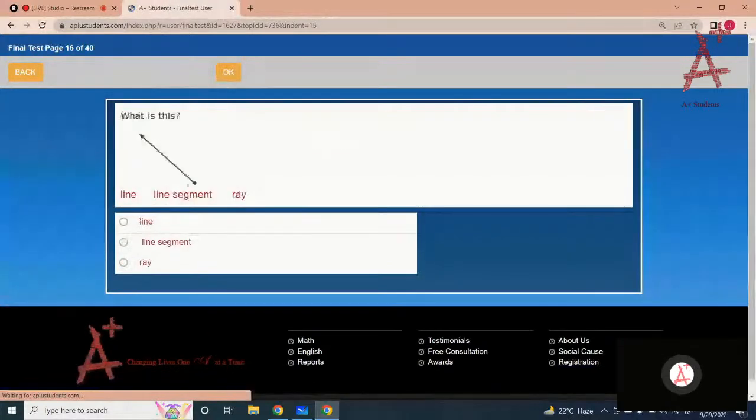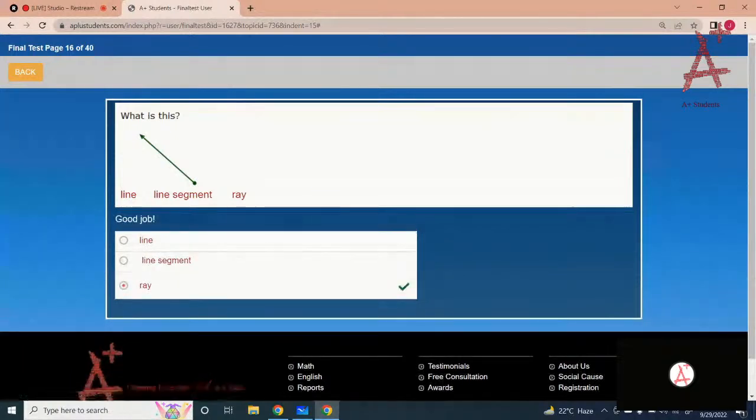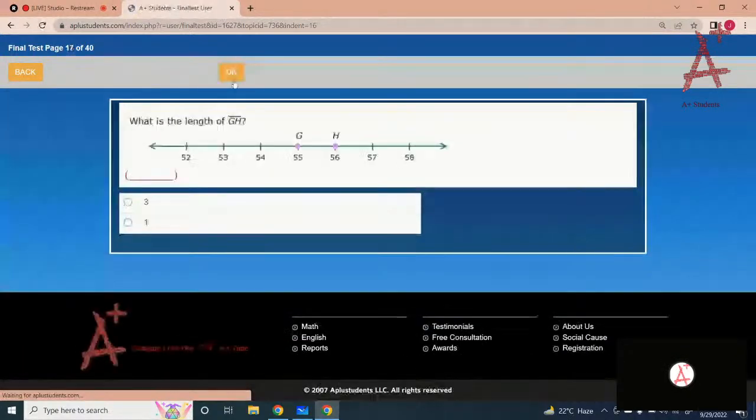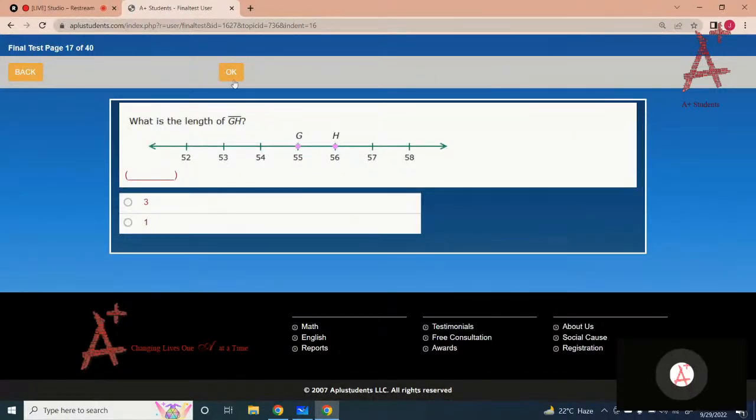Okay, the next one: what is this? So this is a ray, because a ray has one endpoint. So this is a ray. Select the correct option and click on the OK button. Okay, what is the length of GH? So H is only 1 point away from G, because 55 and 56. Just subtract 55 from 56. So it is 1. So the correct option is 1. The length of GH is 1. Got it?